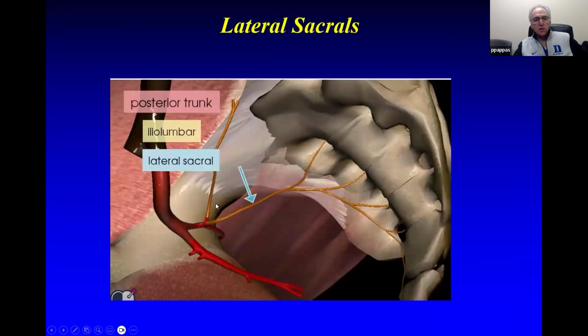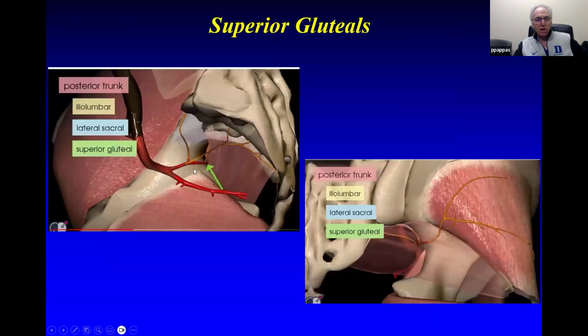This branch here is your lateral sacrals, and you can see here it goes right to the sacrum. So that's pretty easy to remember. But finally, the most important one is this branch right here. This is your superior gluteal vein. You can see here there is a little opening right here between the piriformis and the sacrum, and that's where the superior gluteal vein passes through, on its way towards the gluteal veins.